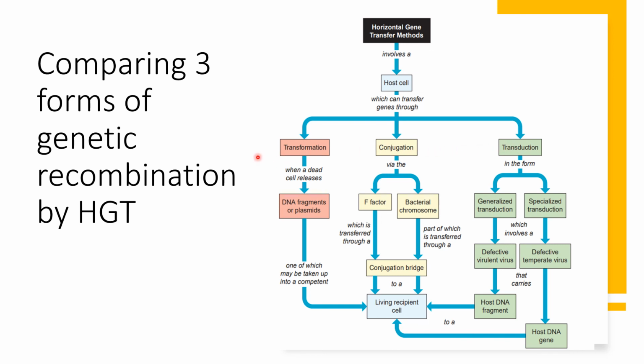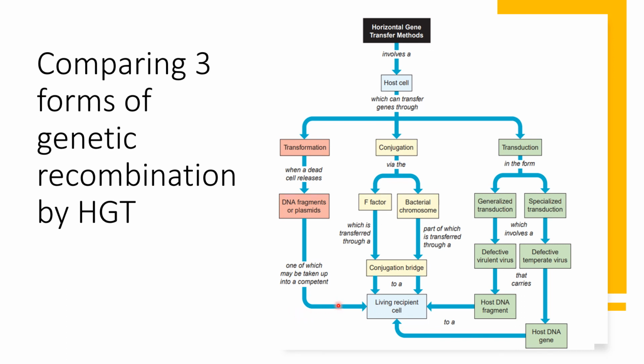Pause the slide and go through this slide. When you compare it, you might understand it much better. So what happens in transformation is a dead bacterial cell will release its DNA in the surroundings, and this bacterial DNA will be taken up by the recipient cell and it will undergo recombination.